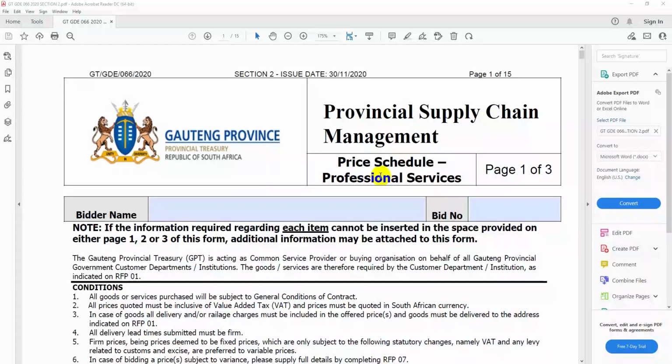We are continuing now with our section 2. As you have noted in the previous section, we spoke about section 1 and section 2, and we were going through section 1. Now this is section 2. When you get tenders, there is always section 1 and section 2 separately. So this is the pricing schedule of what they are buying there in the RFP document.